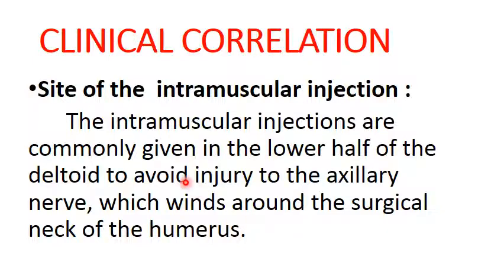Intramuscular injections are commonly given in the lower half of the deltoid, because underneath the upper half of the deltoid muscle, we can identify the surgical neck, which is encircled by the posterior circumflex humeral artery, which in turn is a branch of the third part of the axillary artery, and by the axillary nerve. To avoid damage to that nerve and vessel, we prefer the lower half of the deltoid muscle for intramuscular injections.